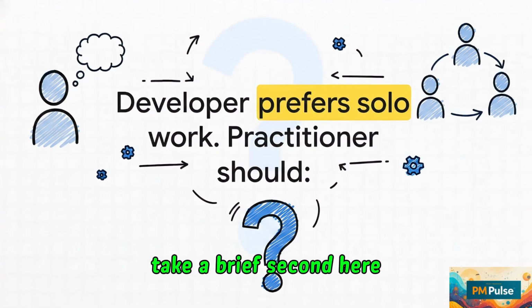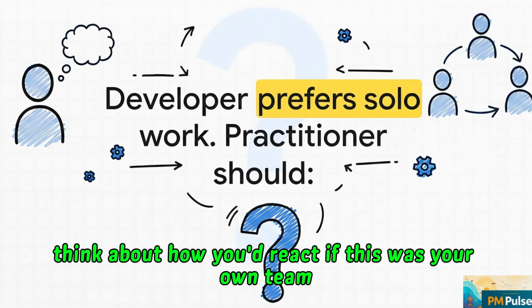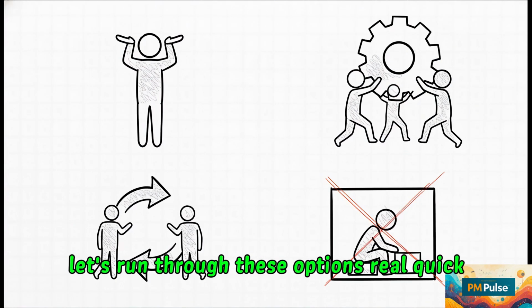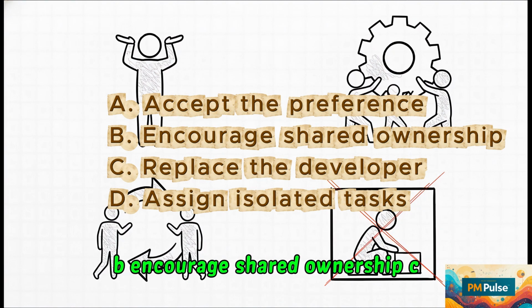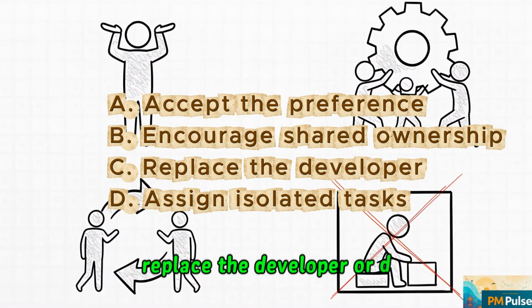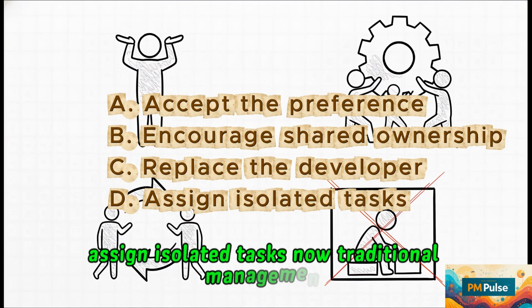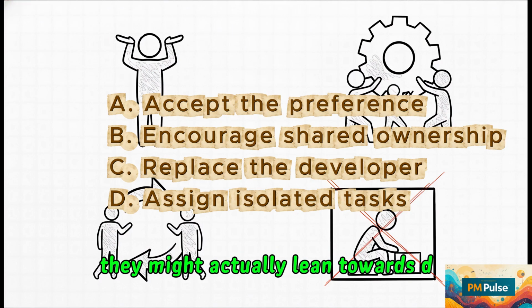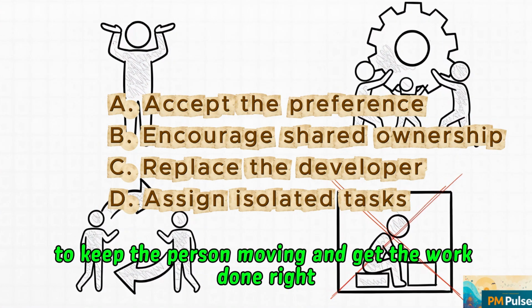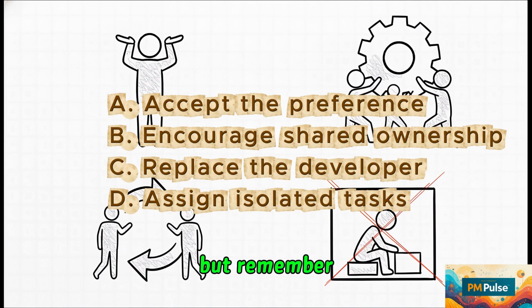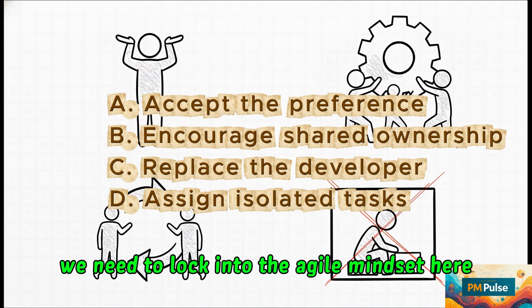Take a brief second here. Think about how you'd react if this was your own team. Let's run through these options real quick. Is it A, accept the preference, B, encourage shared ownership, C, replace the developer, or D, assign isolated tasks? Now, traditional management might actually lean towards D, just assign isolated tasks to keep the person moving and get the work done, right? But remember, we need to lock into the Agile mindset here.